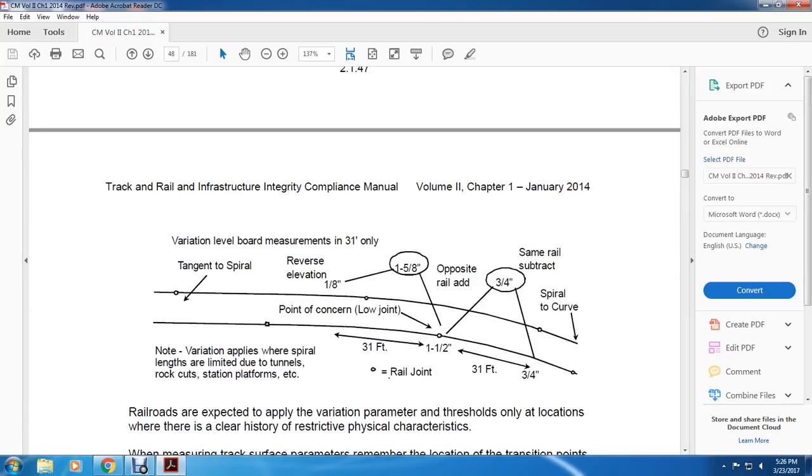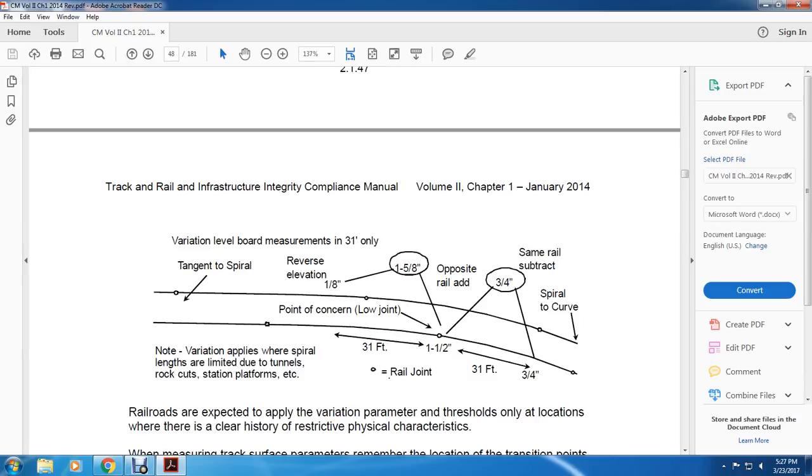Alright, your variation level board between measurements for 31 inches. The dots stand for railroad joint. Your tangent spiral point of concern load joint reverse elevation 1/18 of an inch. One opposite rail end 1/15 of an inch. 1.5 inches. You add those together, and you got your opposite rail end at 3/4 of an inch from 31 feet, 1/2 inches. 3/4 of an inch from deduction, same rail subtraction, spiral of the curve.